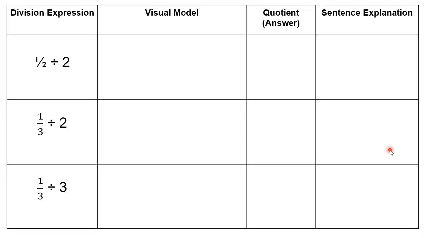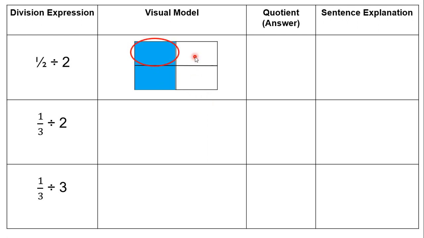Now let's try to solve these just using our visual model, answer, and a sentence explanation. First, we have 1/2 divided by 2. So we're going to start with 1/2 of the model shaded. We're going to split this into 2 pieces, or each piece is going to be split into 2 pieces. So we know that we're going to be circling 1 since the numerator is 1. We can see that 1/2 divided by 2 is 1 part circled out of 4 parts, or 1/4. So 1/2 split into 2 pieces is 1/4.